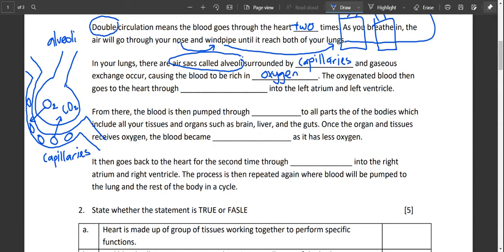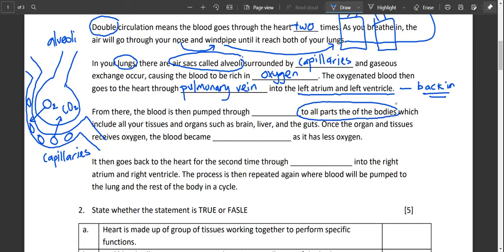The oxygenated blood then goes to the heart through blank to the left atrium and left ventricle. It goes back in from the lungs. Therefore, if lungs, what is the first thing you need to mention? Pulmonary. And since it's back in, it must be vein. Pulmonary vein.